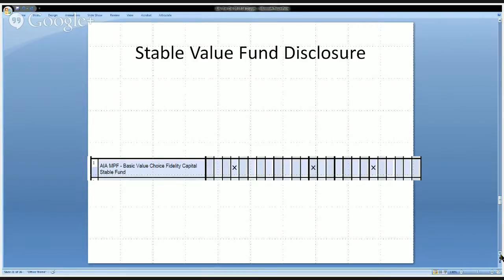A couple of other things. You also need to report these on Schedule B, Part 1, the same way as you would a regular mutual fund. And also, if this stable value fund is part of a retirement plan or an employee benefit plan, you need to report that on Schedule C, Part 2.